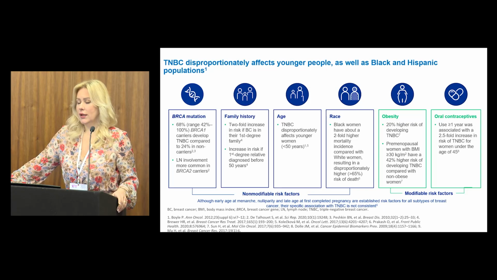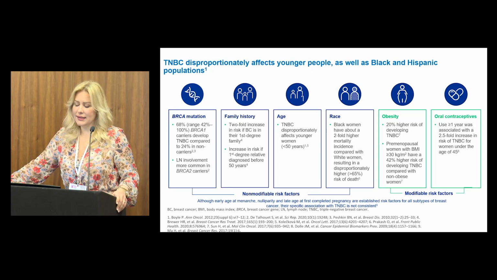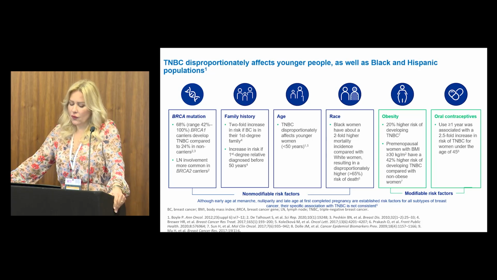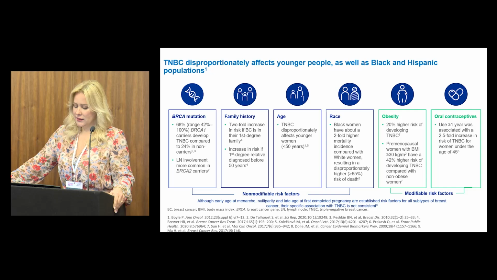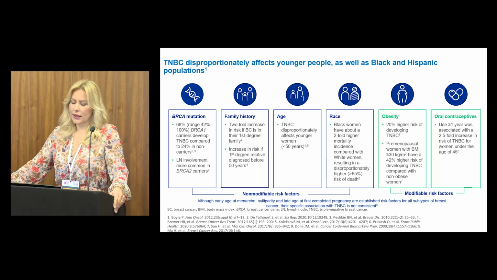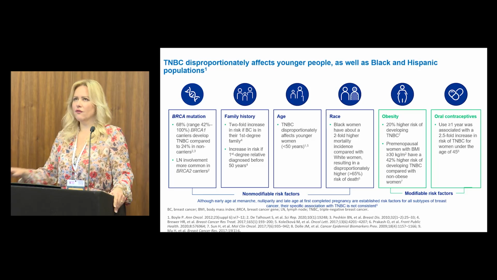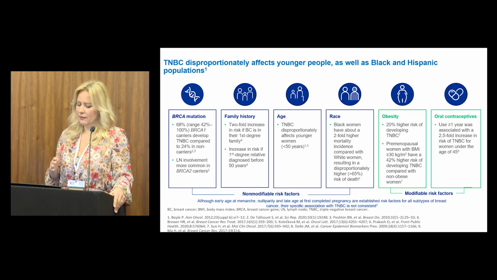The age: triple-negative breast cancer disproportionately affects younger women, less than 50 years old. The race: Black women have about a twofold higher mortality incidence compared with white women. Obesity and oral contraceptives belong to the modifiable risk factors, factors that we can actually control ourselves.